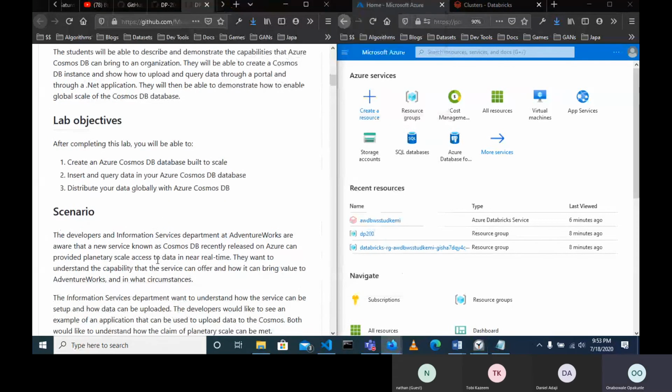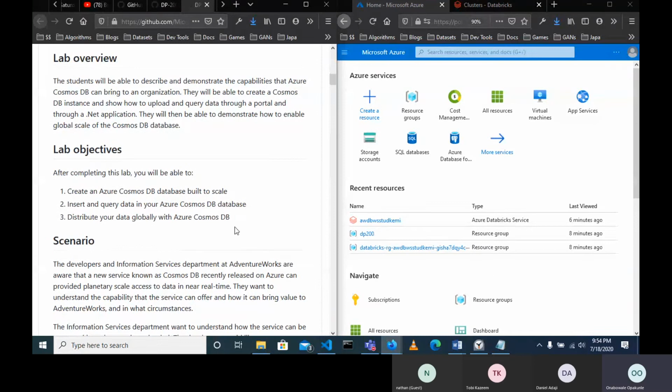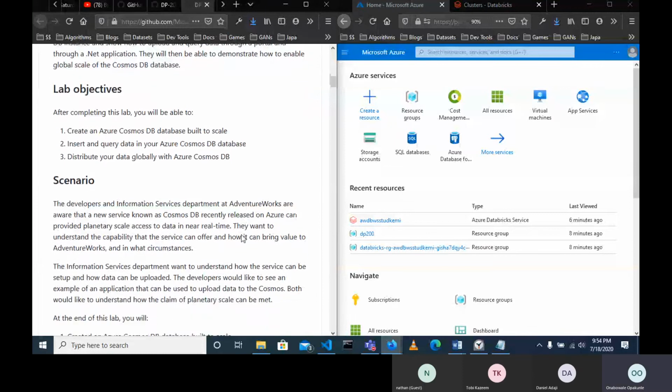Anyway, so basically we've talked about the benefits that Cosmos DB can bring to the organization.